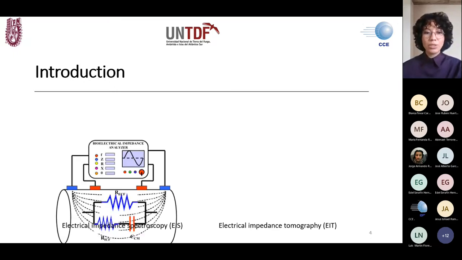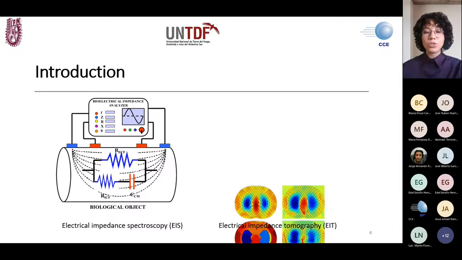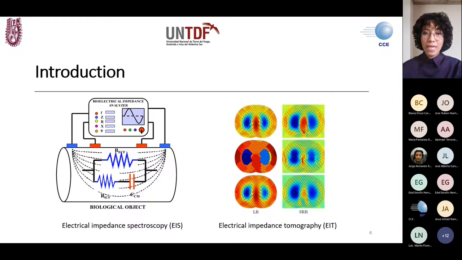Several applications for bioimpedance measurements can be divided into three primary fields according to the type of measurement, and they are single frequency, electrical impedance spectroscopy, and electrical impedance tomography. And in this work, a spectroscopy study is presented. In this one, the sample is analyzed in a vein while performing a frequency sweep.